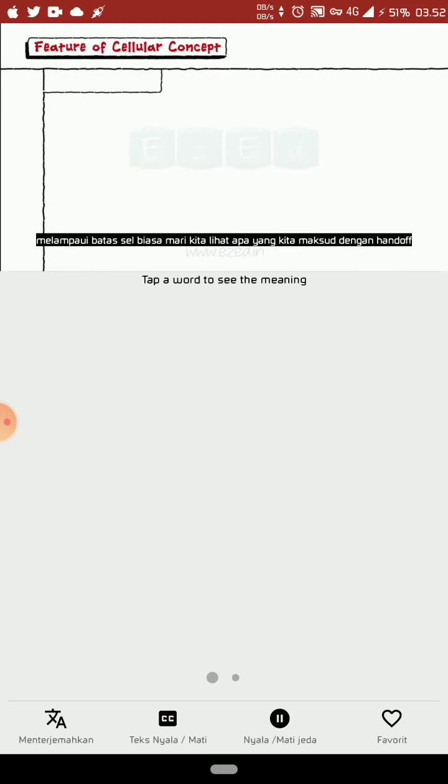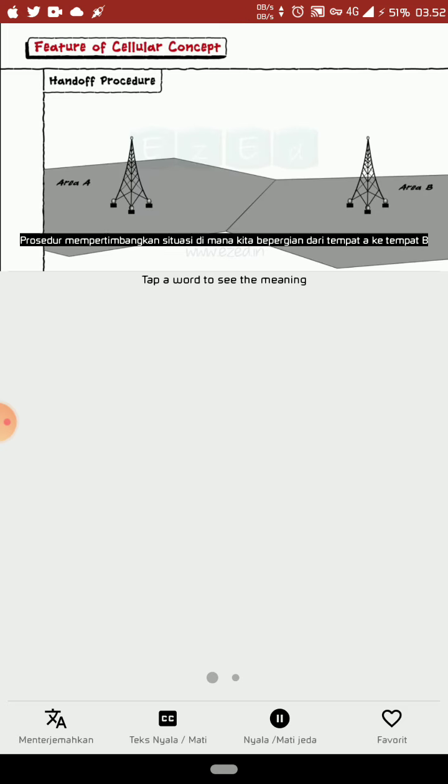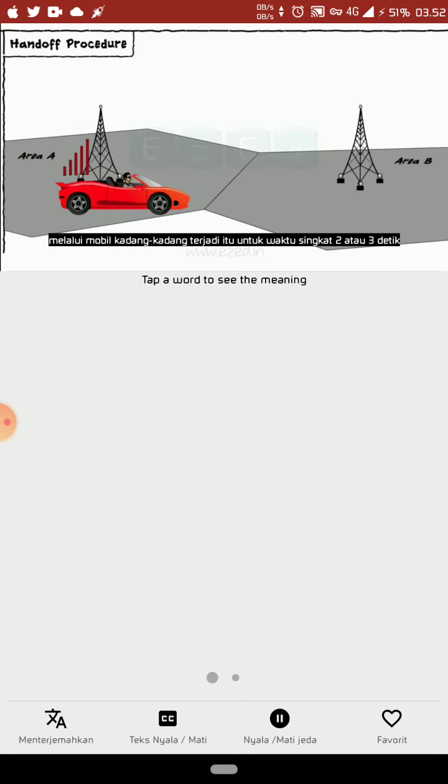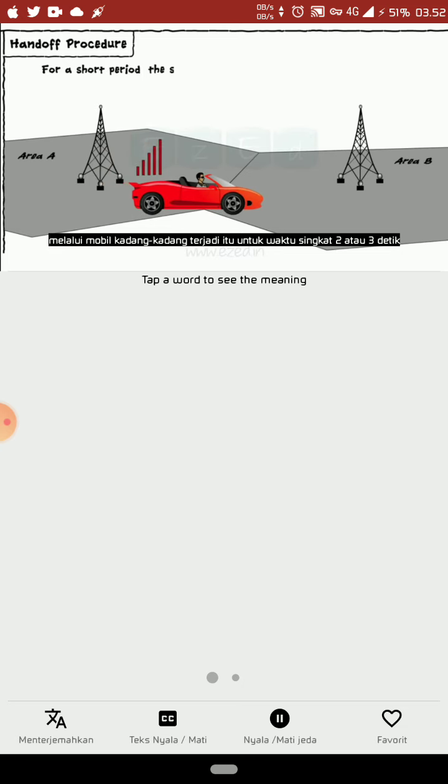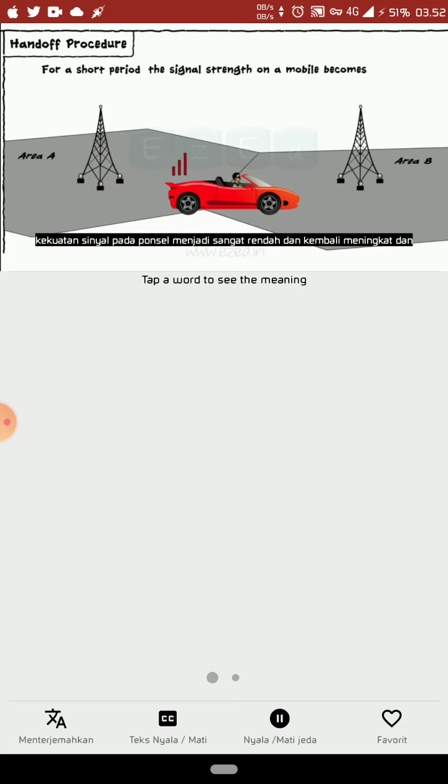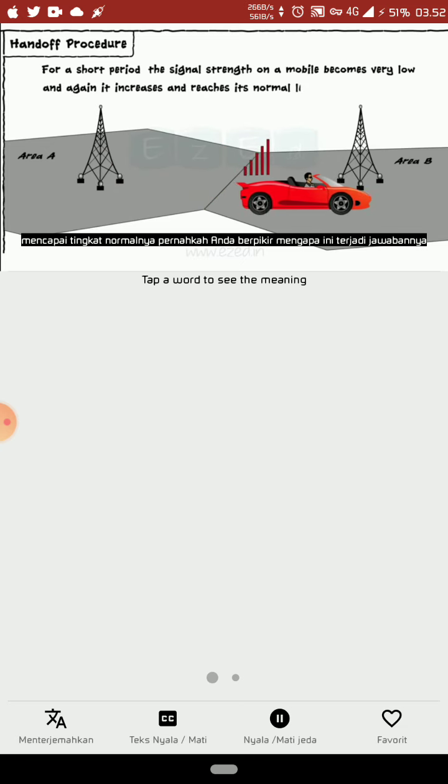Let's see what we mean by a handoff procedure. Consider a situation where we are traveling from place A to place B via a car. Sometimes it happens that for a short period of 2 or 3 seconds, the signal strength on mobiles becomes very low, and again it increases and reaches its normal level.